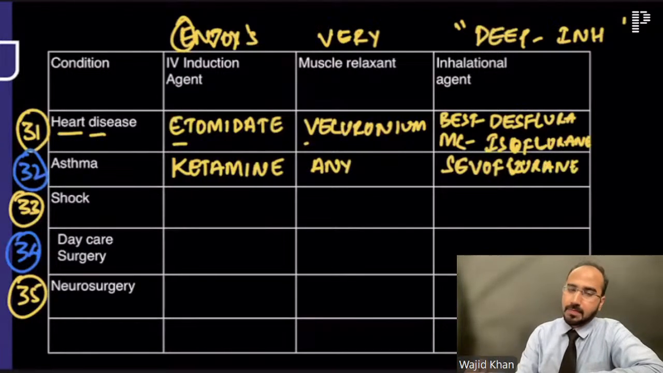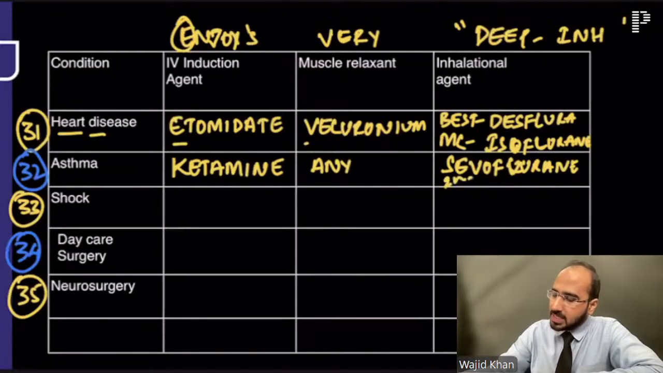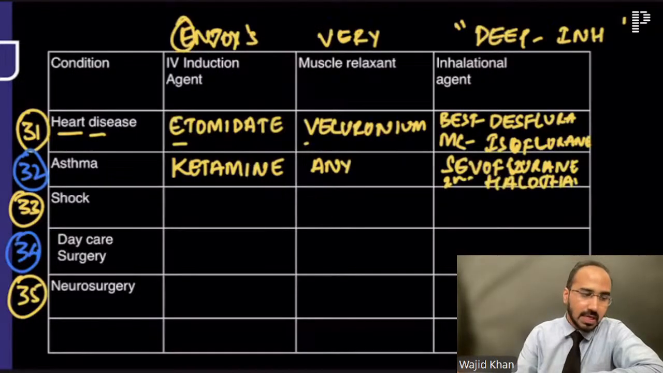Sevoflurane is the first best, and second best is halothane. Now, guys, how to remember this for asthma?